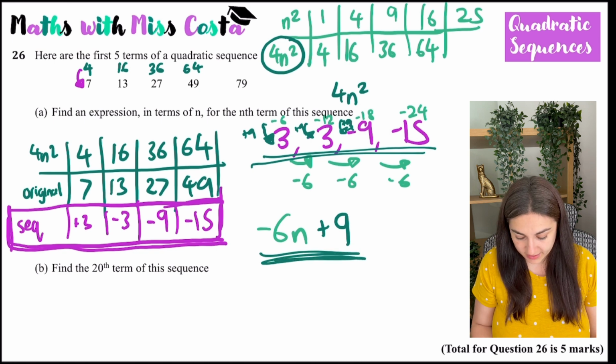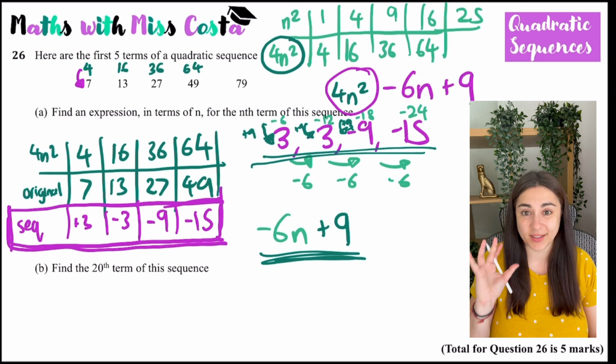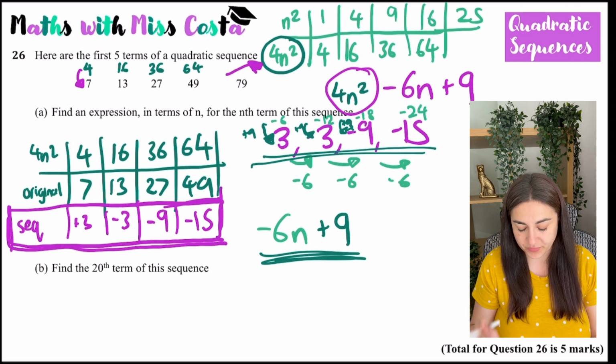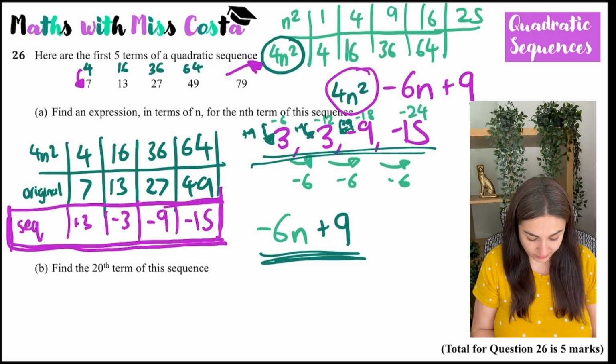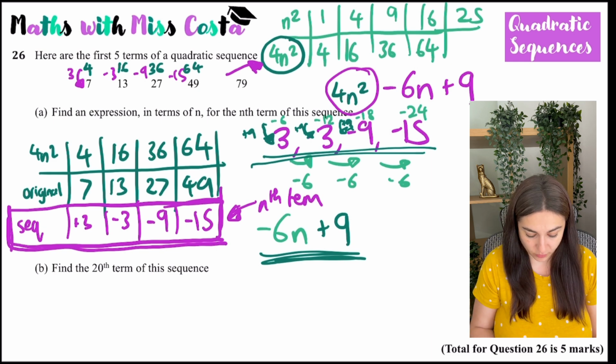So once you've got that, you just add it on to this. So my full sequence would be 4n squared minus 6n plus 9. So step 1, find the second difference, halve it, and that tells you what n squared times table it's going up in. Then work out the difference between the n squared and your original sequence. You could have done it like this if you preferred, whatever you prefer. And then you just work out the nth term of this sequence, and that tells you the whole thing.